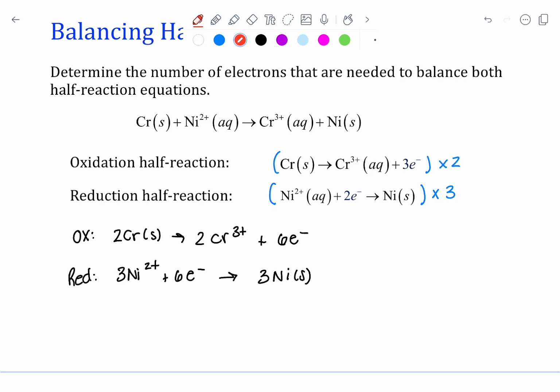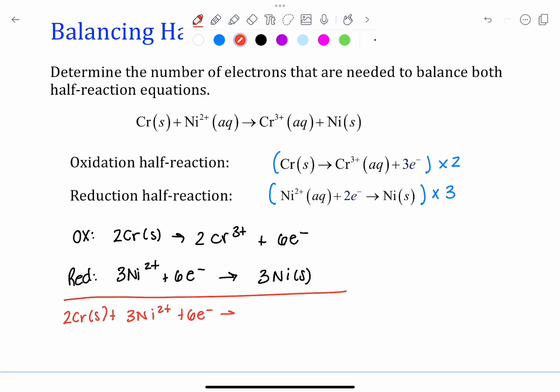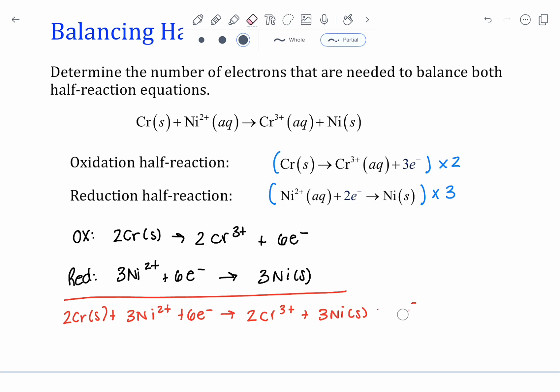So we can see here that if we were to add these up as is, I would get 2 chromium plus 3 nickel 2 plus, plus 6 electrons, goes to 2 chromium 3 plus plus 3 nickel solids, plus 6 electrons. And as we've said in multiple other balanced equations, if we have compounds that are the same on either side, they cancel out. So our electrons would cancel each other out. I'm just going to erase them.